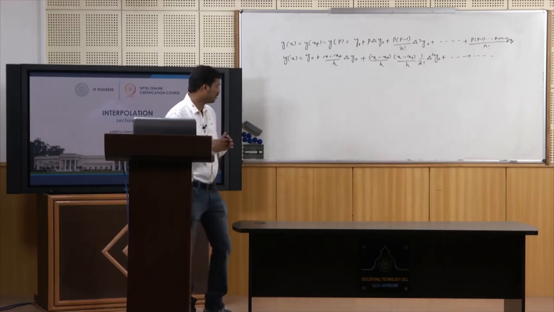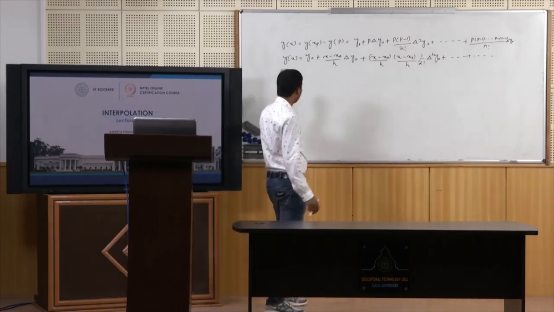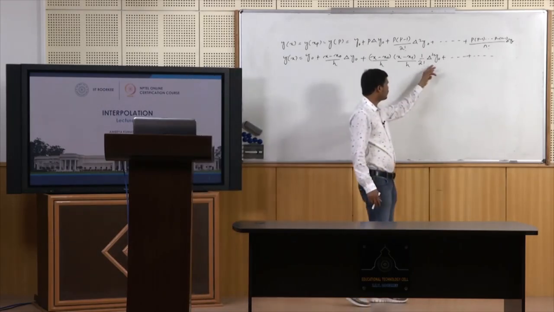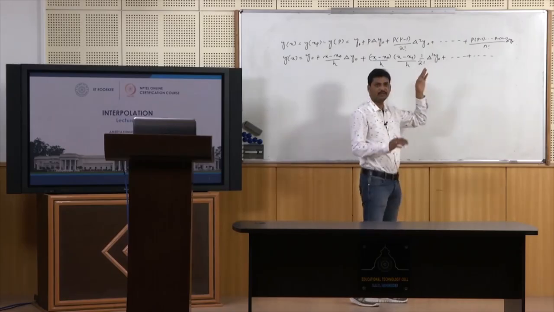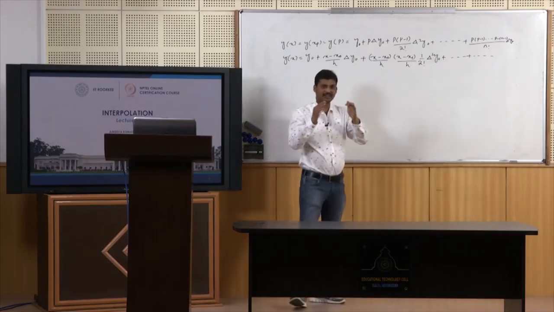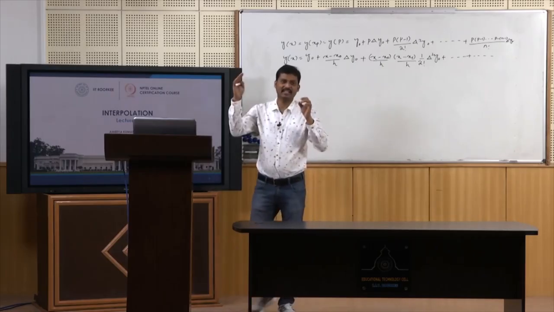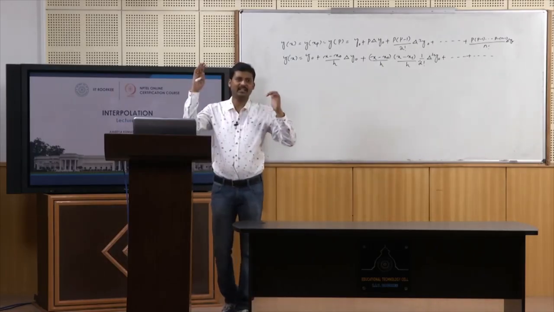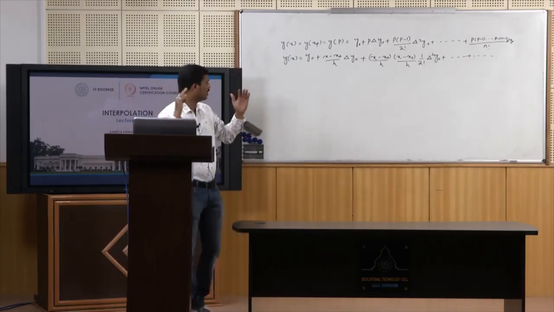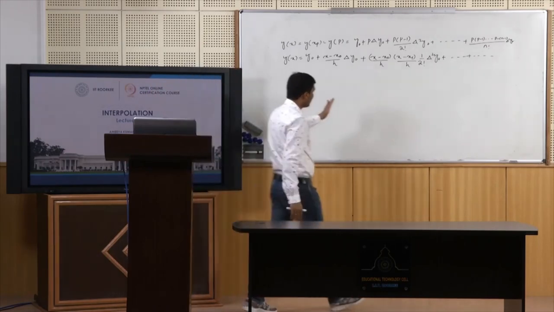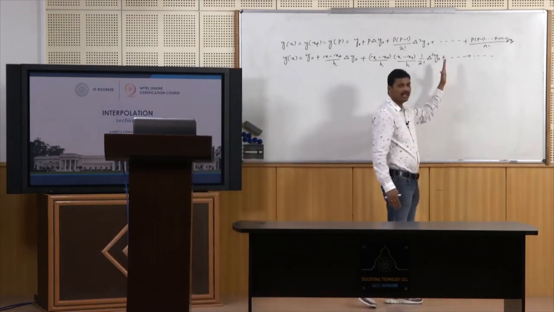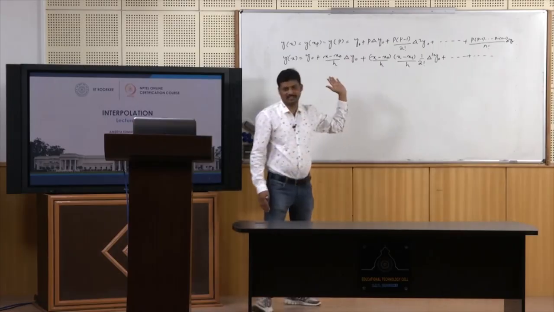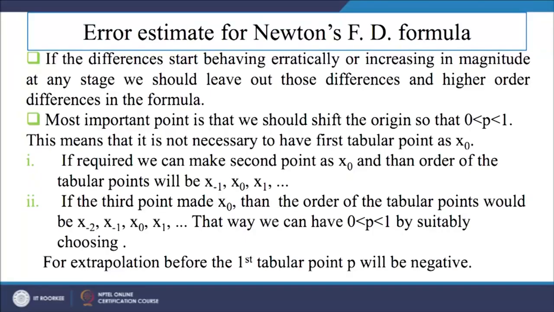This means that if you are going for this computation, and after, suppose, the second order differences you find that the third order difference values are increasing, or are increasing without bound, then we can terminate this series up to the second degree term here, and evaluate the values there itself.